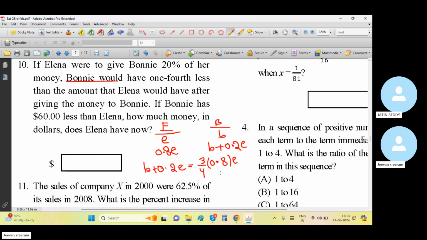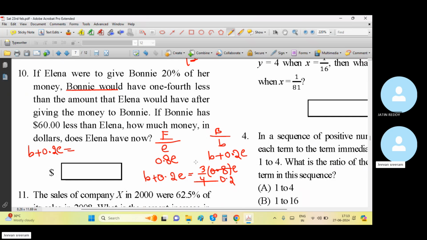Is it clear, buddy? Yes, sir. We got a first equation. So let me write here: B plus 0.2E is equal to... How much have we got? 1/4 less than the amount that Elena would have after giving money to Bonnie.